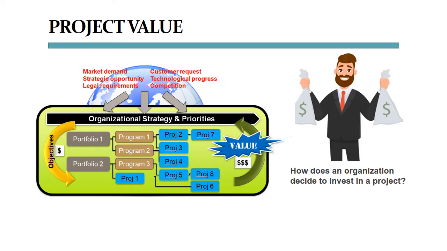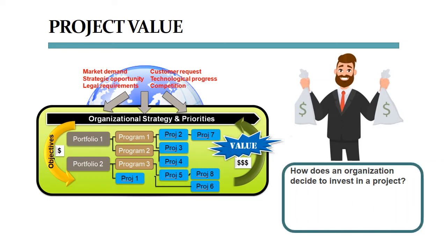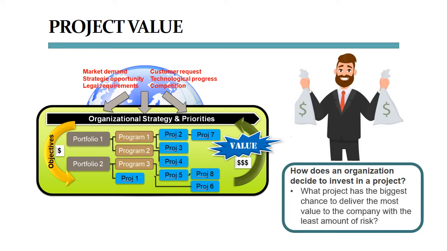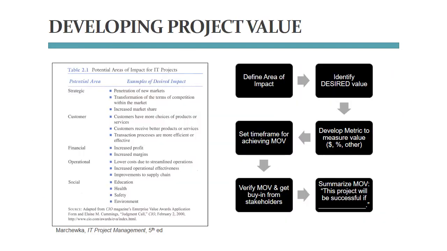It's the same with projects. An organization also has criteria based on which they pick what projects they invest money into. These criteria are focused on the big question: what project has the biggest chance to deliver the most value to the company with the least amount of risk? So, what are these criteria that organizational leadership uses to determine which projects get started and which ones don't?